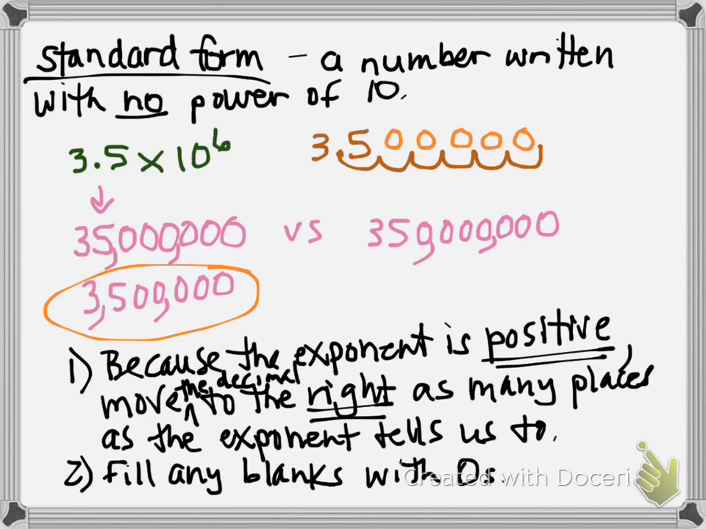Okay? So that's standard form. It's a number written with no power of 10. We're going to move the decimal point to the right because it's positive. We're going to move to the right as many places as the exponent tells us. Any blank spots are going to get filled up with zeros. Okay? So let's do a couple of examples of this one.